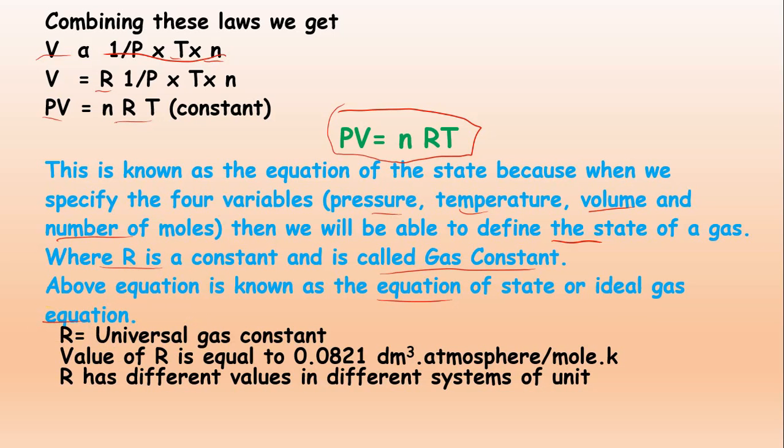Here R is called the universal gas constant, and the value for R is equal to 0.0821 dm cube atm per mole per Kelvin, and R has different values in different systems of units. So this is the universal gas constant, and it has this value, that is 0.0821 dm cube.